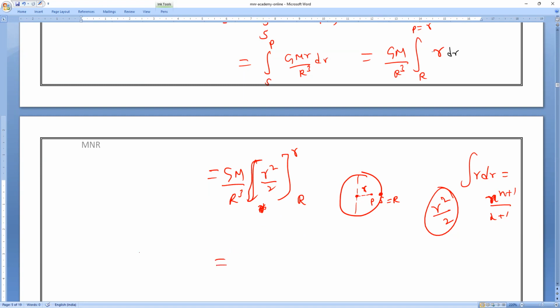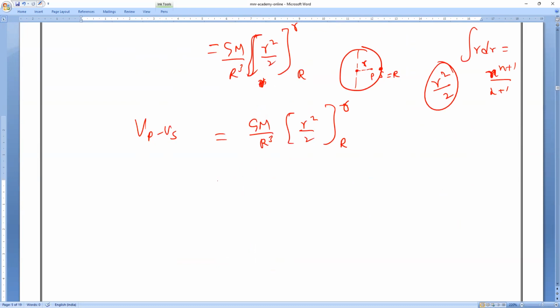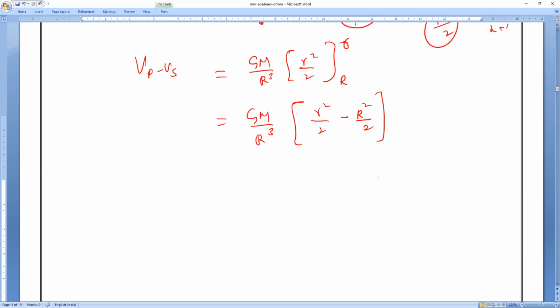Now you can supply, this one is Vp minus Vs, which is equal to Gm divided by R cube into R value substituted limits, let me write R square by 2 into capital R into small r. So now you can substitute it and you can get the answer. So we all know that Gm divided by R cube into this one, R square by 2 minus R square by 2. So this is the formula. One time smaller r, another time capital R. I have substituted.